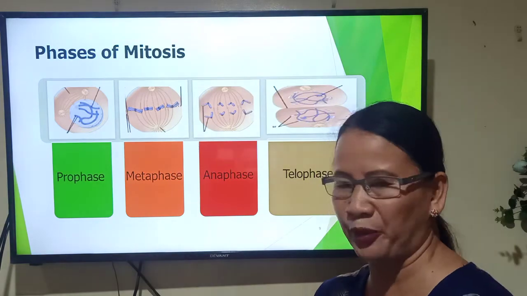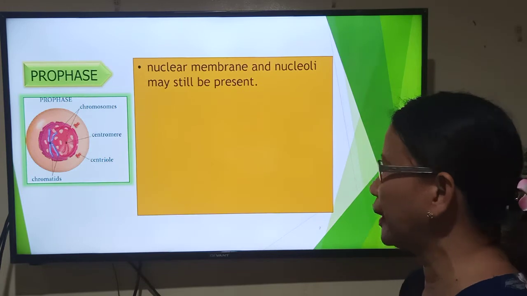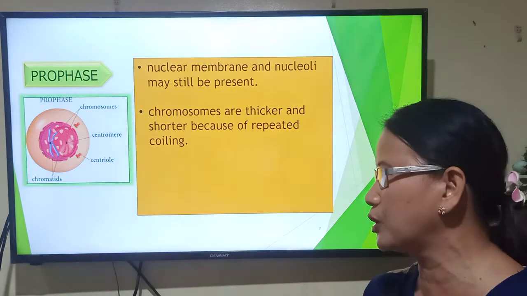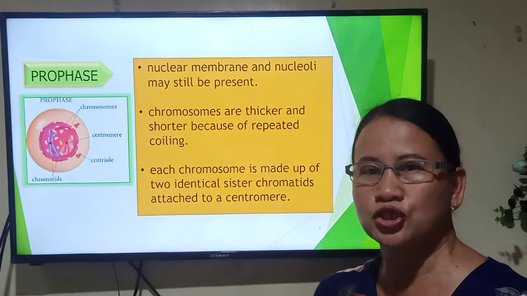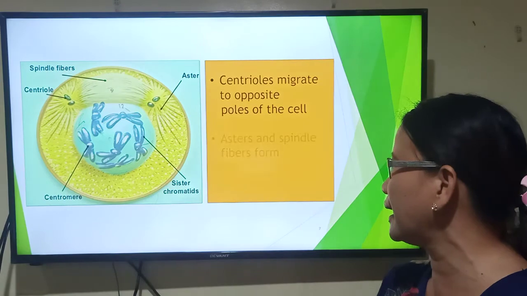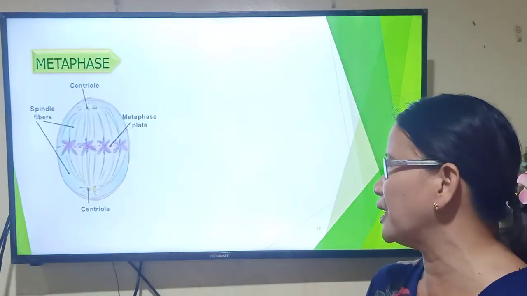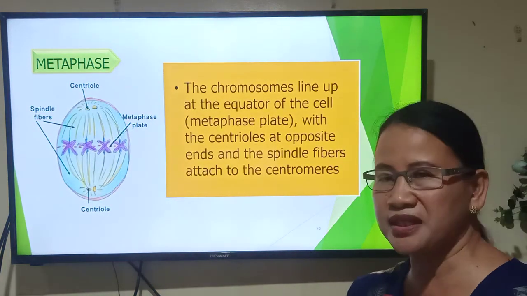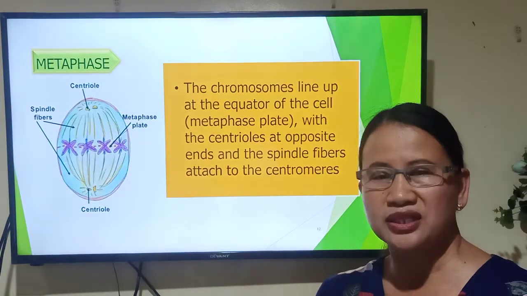What happens during the prophase stage? During prophase, the nuclear membrane and nucleoli may still be present. Chromosomes are thicker and shorter because of repeated coiling. Each chromosome is now made up of two identical sister chromatids joined at the centromere. Centrioles are also at the opposite poles of the cell. Asters and spindle fibers are also formed. During metaphase, the chromosomes line up at the equator of the cell, or the metaphase plate, with the centrioles at the opposite poles of the cell, and the spindle fibers attached to the centromeres.